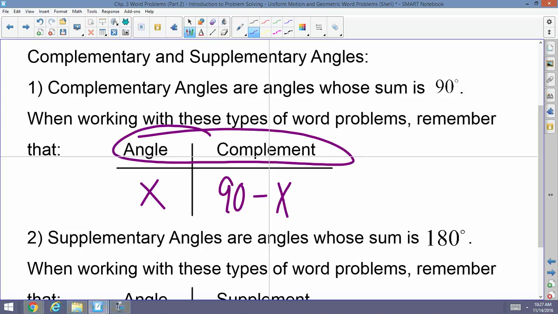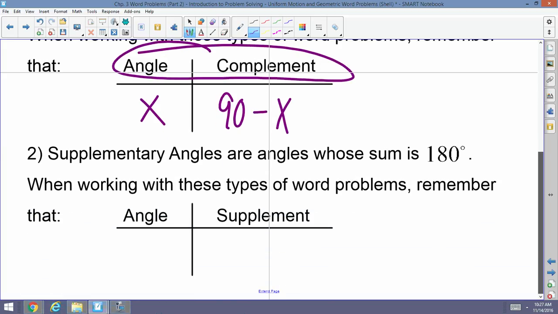What's x plus 90 minus x? 90. Because what's x minus x, guys? They cancel, so they're complementary. Whenever two angles add up to be 90, they're complementary. Same kind of philosophy for supplementary, but with supplementary angles, the angles add up to a sum of 180.